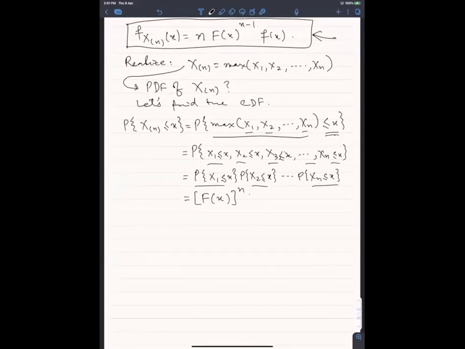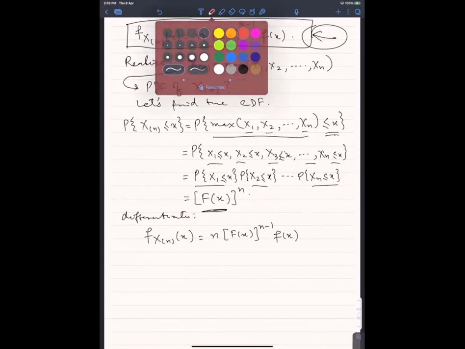Now you want to find the PDF, so differentiate to get f xn of x, which we have already found above. This would be equal to n fx power n minus 1 into, by the chain rule, the derivative of this guy, which is fx. This is the same as here.